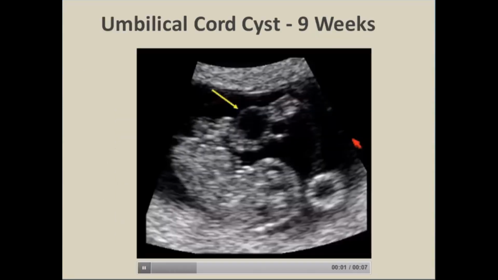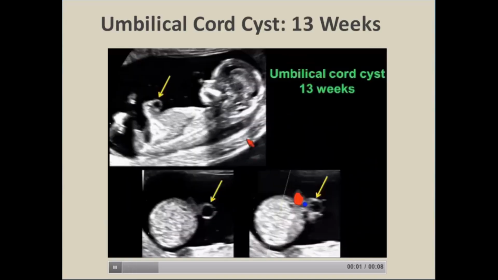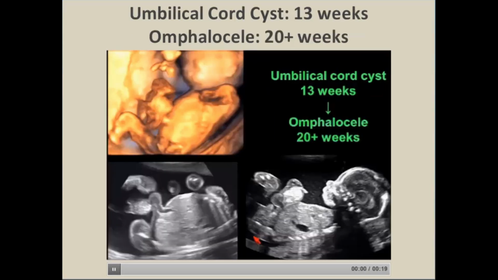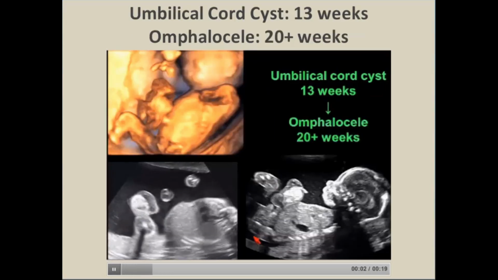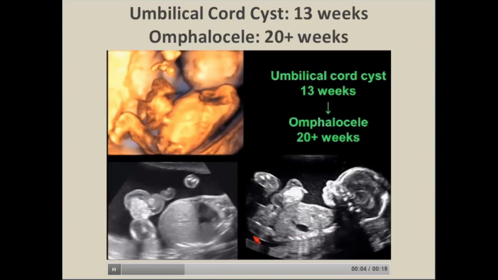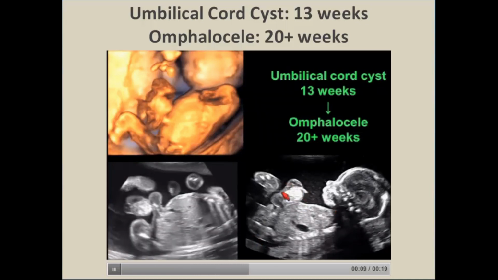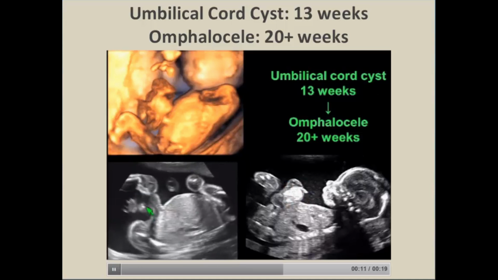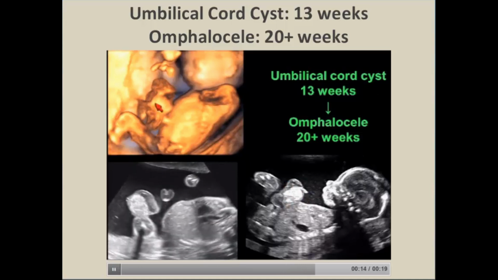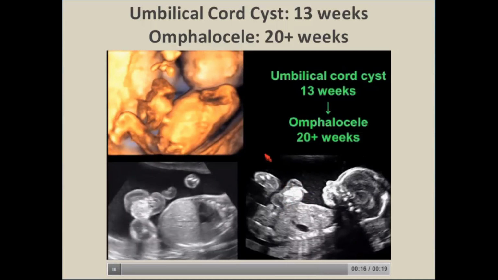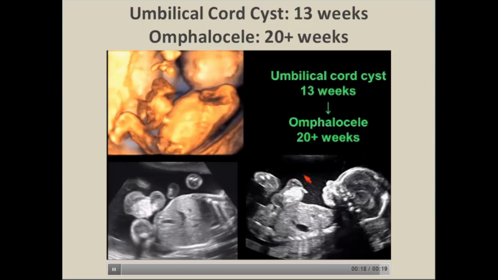Here's a 9-week fetus, with a nice umbilical cord cyst right here. This one resolved by 12 weeks gestation. But here's a little teeny one at 13 weeks gestation that we can see here and here. The fetus at this point appeared otherwise normal, but by 20 weeks gestation, this fetus had an omphalocele. So this was our tip-off to look carefully at this fetus. You can see on the sagittal view, bowel herniated into the base of the cord. You can see it here on the clip, as well as on the 3D image where this fetus is looking down to admire its omphalocele.